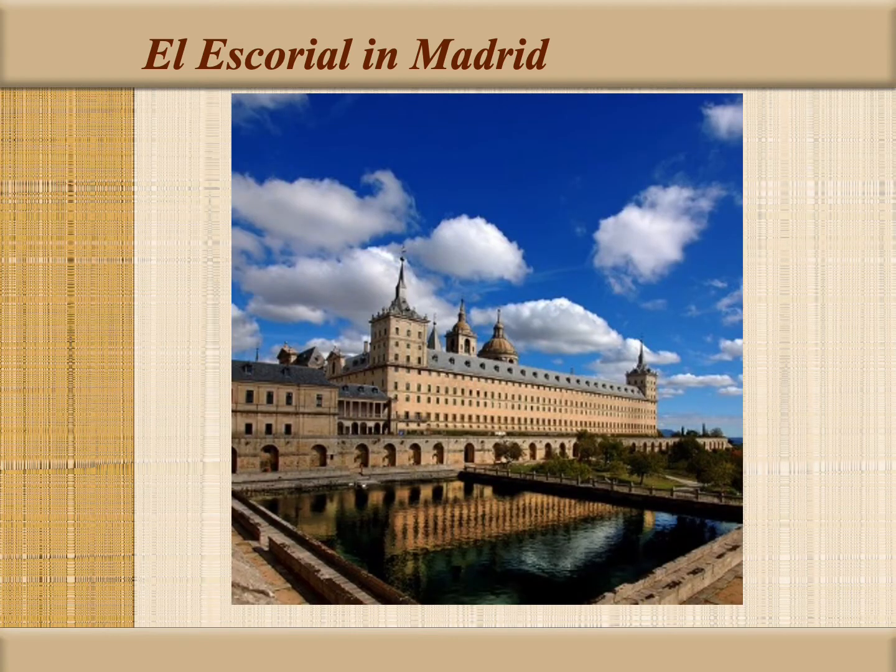So here you can see another image of the El Escorial in Madrid, and this was a really important symbol of imperial Spain. So Philip encouraged those visiting him at court to journey to El Escorial.